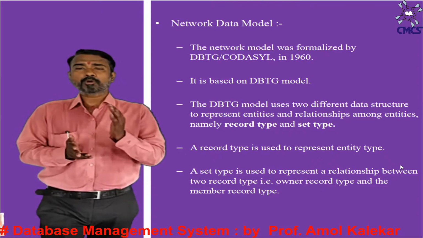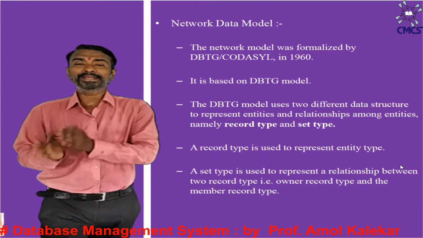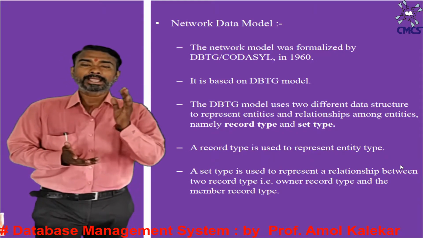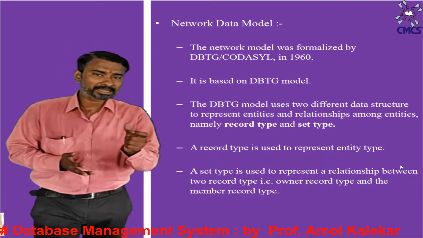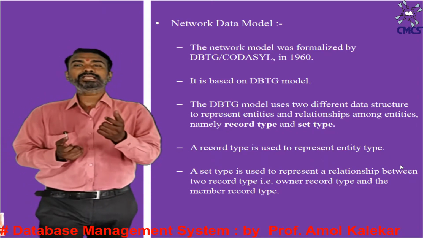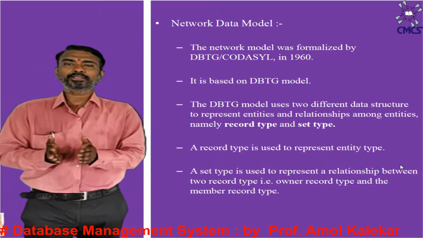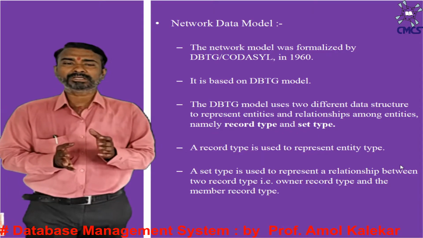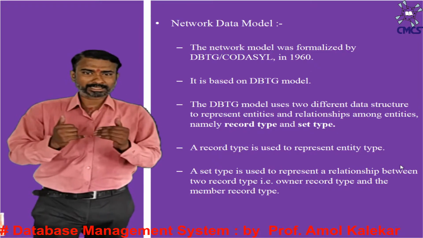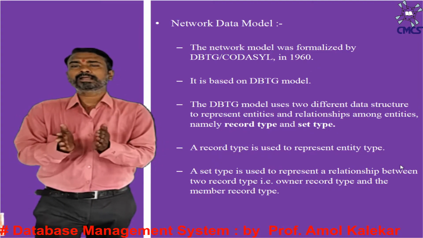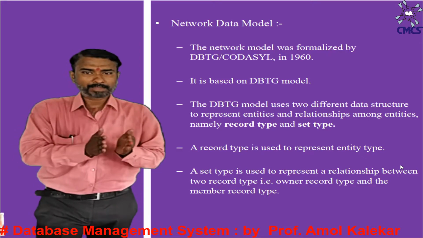The DBTG model uses two different data structures to represent the entities and relationships among entities, respectively the record type and the set type. Means the entities are represented with the help of record type and the relationships that can exist among the entities are represented with the help of set type. Okay, so as I said, the basic two things are represented by using the record type and the set type.